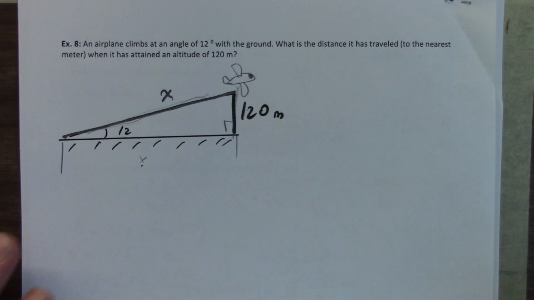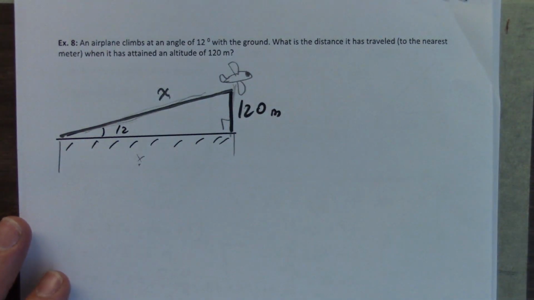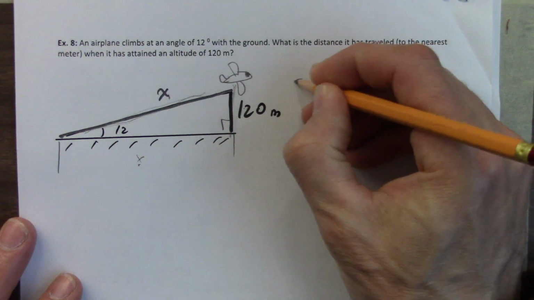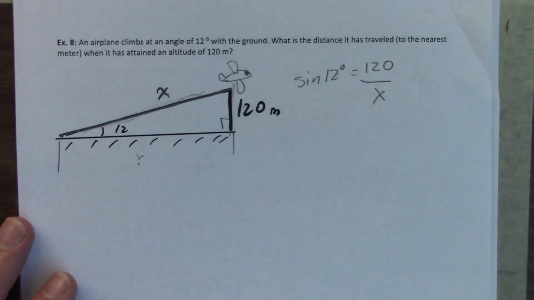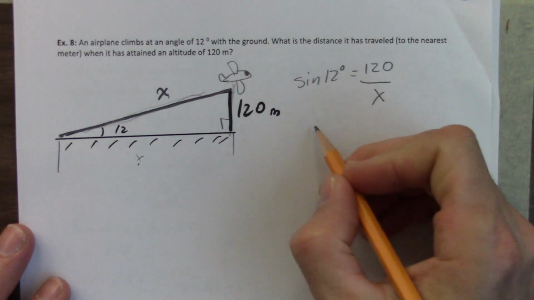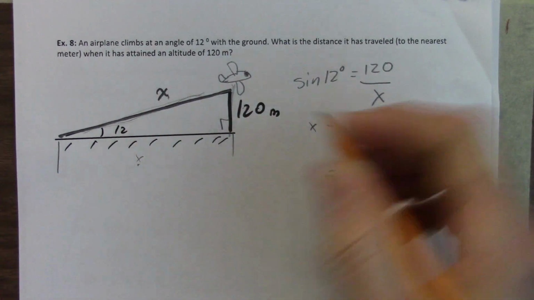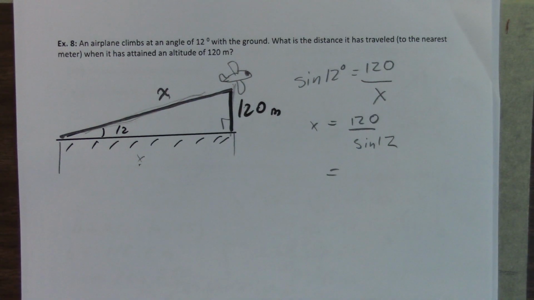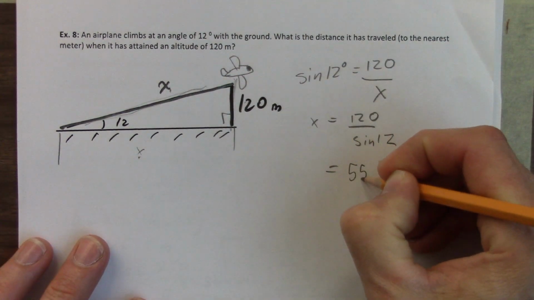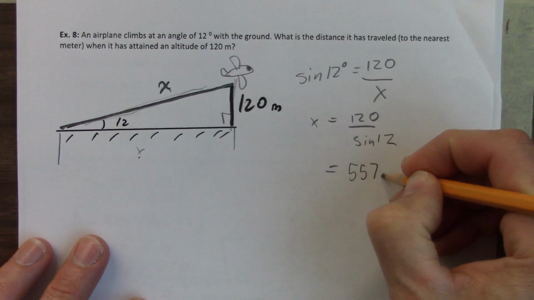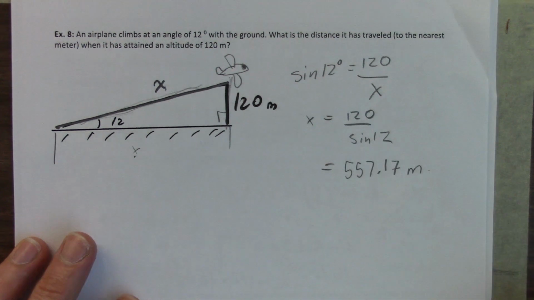Are we going to use sine? We're going to use the ratio that involves opposite over hypotenuse. Is that sine? Yes, it is. We're going to use sine. Sine 12 degrees equal to 120 over x. Easy. Baby food here. Let's go. X is equal to 120 divided by sine 12. 557.17, and this is in meters.